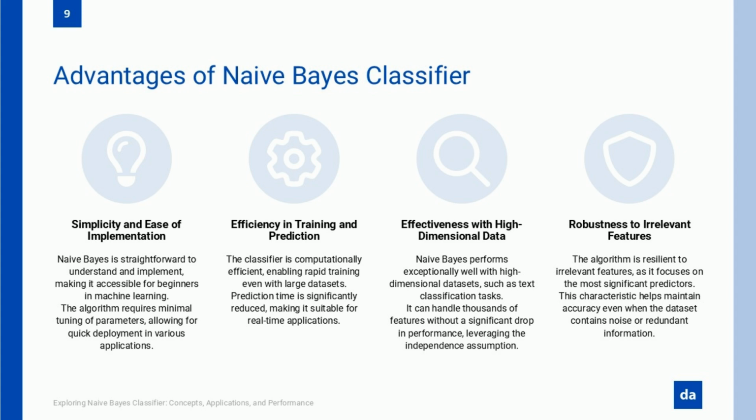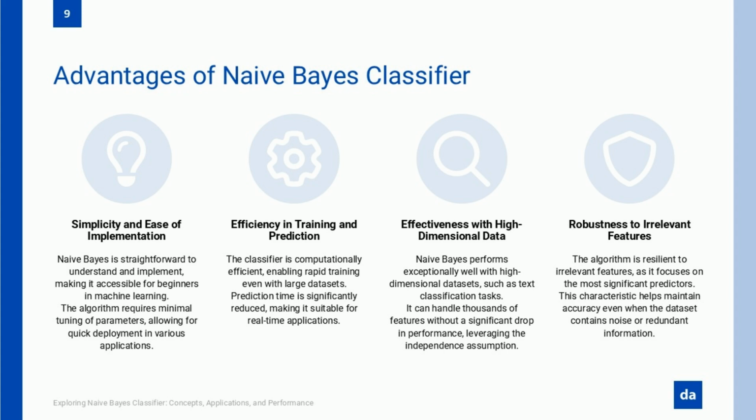Efficiency in training and prediction is another hallmark of naive Bayes. Unlike more complex algorithms that require significant computational resources, naive Bayes is lightweight and fast. It excels in scenarios where quick decisions are needed, such as real-time spam detection or sentiment analysis. Its ability to train rapidly on even large datasets makes it a favorite for applications where speed is critical.